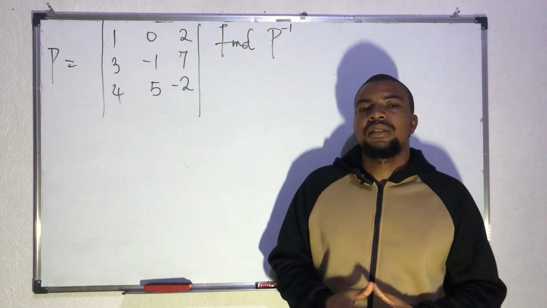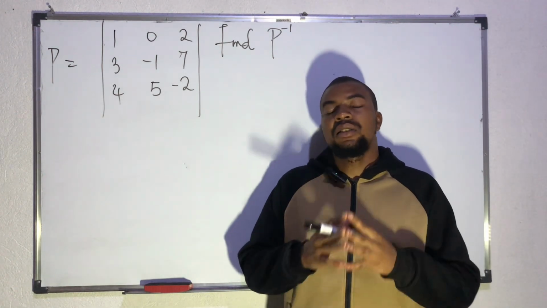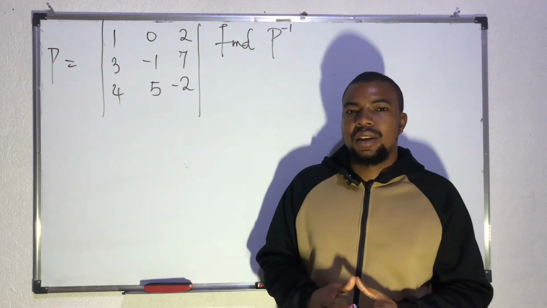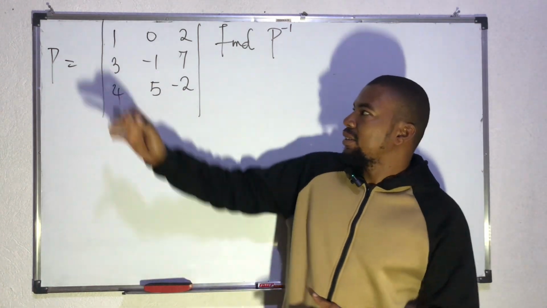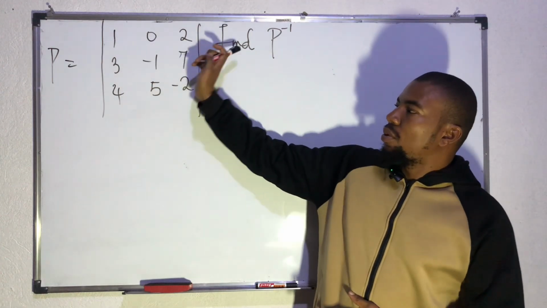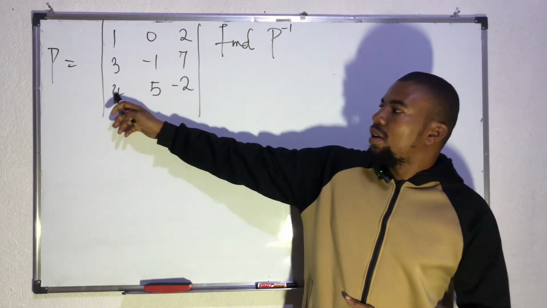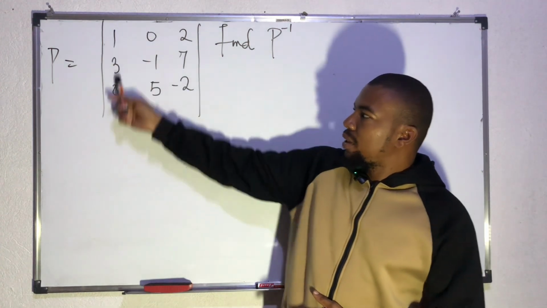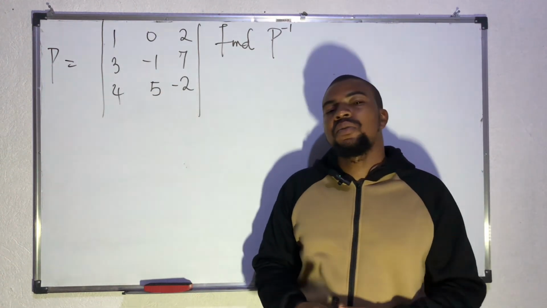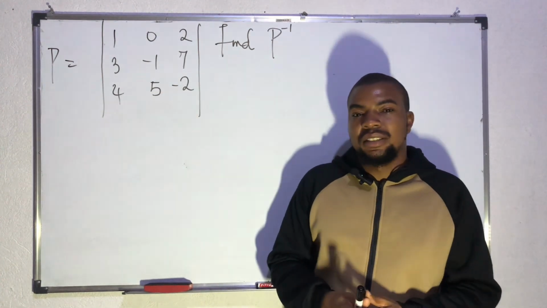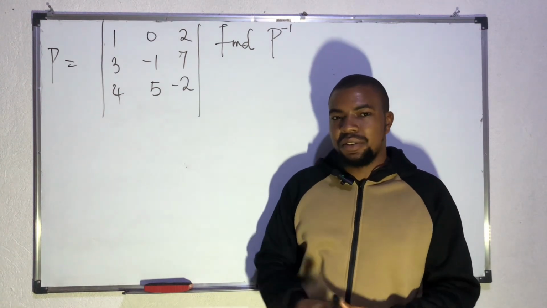The first step is you must find the determinant first. Yes, this is a 3 by 3 matrix, and what makes it a 3 by 3 matrix is this is our first row, our second row, and our third row. Here we have our first column, second and third column. So you have to first of all find the determinant of this matrix.